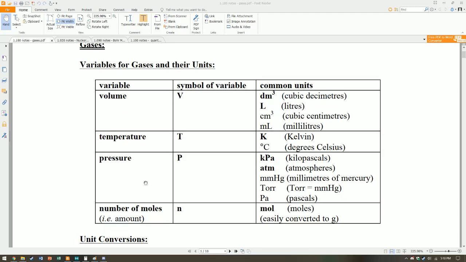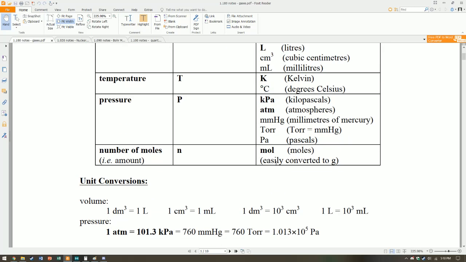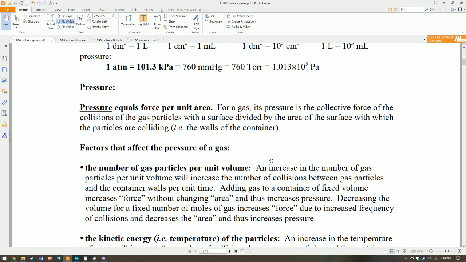So here are the variables that you'll use. The symbol of the variable for volume is V. For temperature, it's T. For pressure, it's P. For moles, it's n. And then common units are cubic decimeters or liters, temperature in Kelvin or degrees Celsius, and for pressure you get kilopascal or atmosphere, and so on.